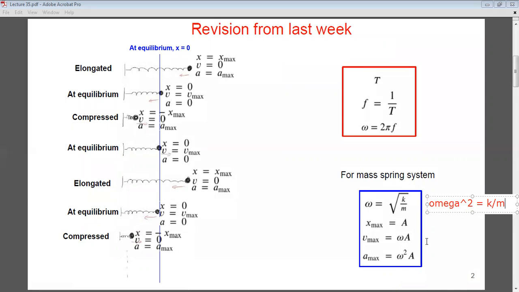And we learned in the lectures of last week how to do this derivation. You are not responsible for the derivation. You just have to memorize this formula. A maximum is omega squared A. Okay.